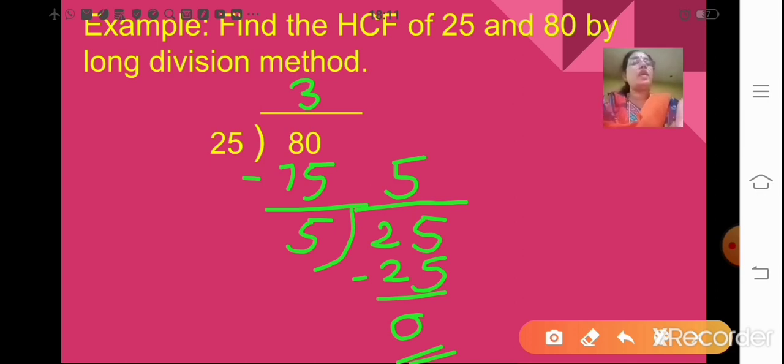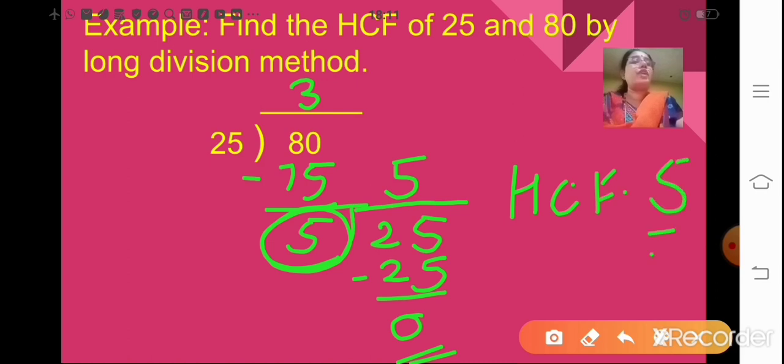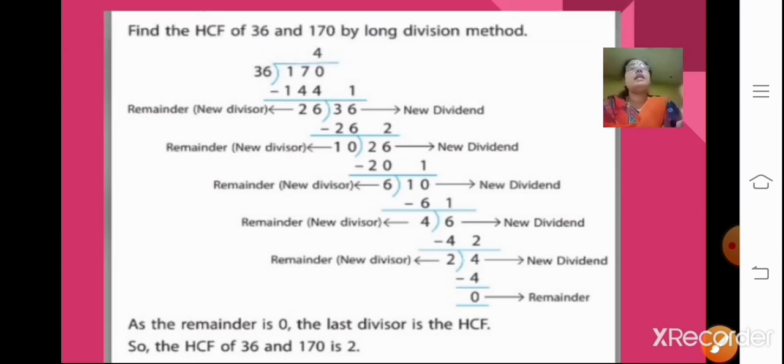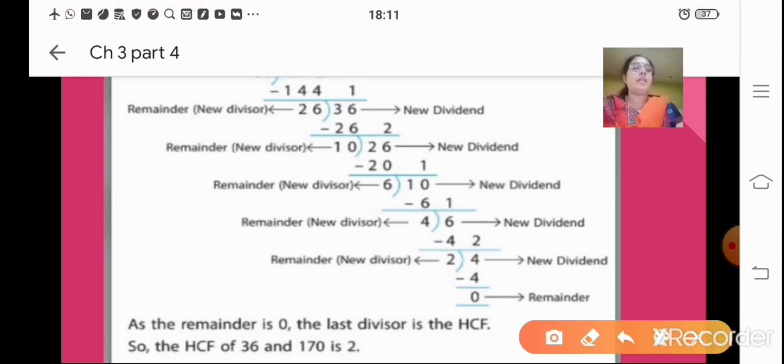Now what is your HCF? The last divisor by which you are dividing, that number is your HCF. So your HCF here is the number 5. So the last divisor, the number by which you are dividing, becomes your HCF in the long division method. Now let us see one more example. Okay. Now here find the HCF of 36 and 170 by long division method.